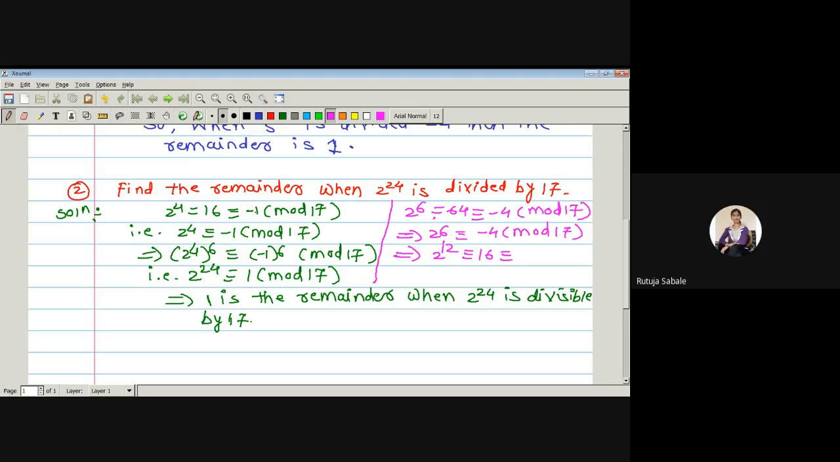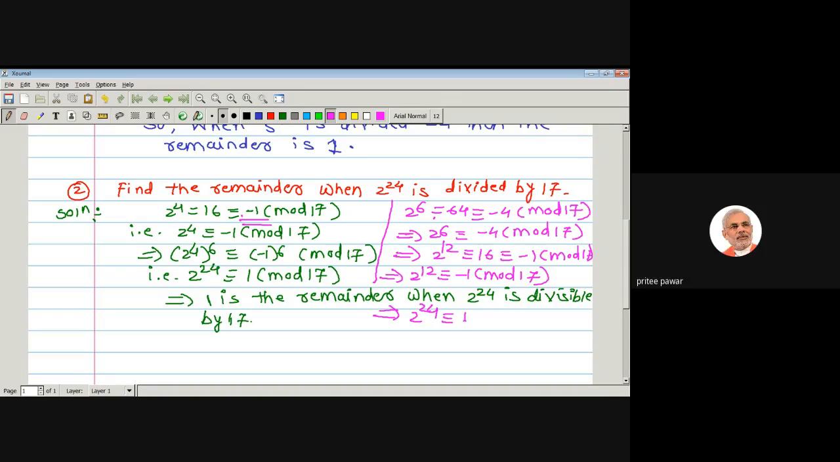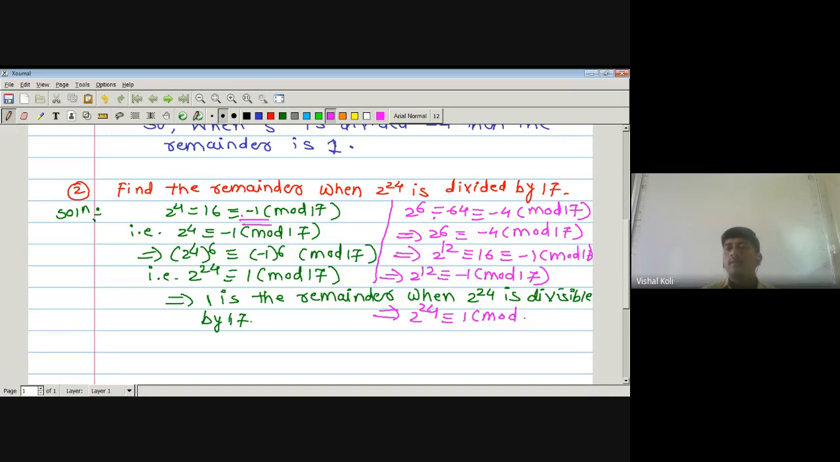Yes, sir. 16 is congruent to minus 1 modulo 17. म्हणजे तुम्हाला काय मिळालं? 2 to the power 12 is congruent to minus 1 modulo 17. But we need 2 to the power 24. Just take a square on both sides. Then we get 2 to the power 24 is congruent to minus 1 square, which is 1, modulo 17. कसंही जावा तुम्हाला रिमाइंडर सेमच मिळेल.